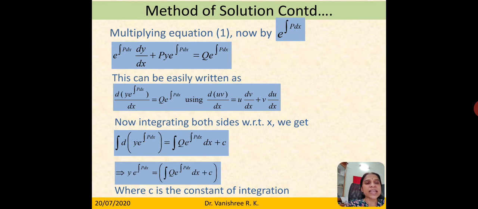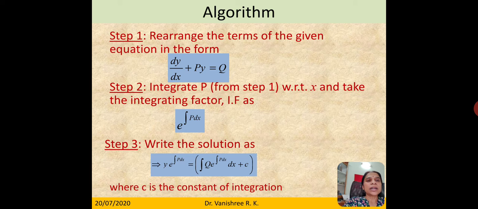Since we don't know what exactly p and q are, we shall just keep them as they are. As and when we solve problems, we will know what p and q are, and hence we will be able to solve this integral. So this will be the solution of the given linear differential equation of first order.